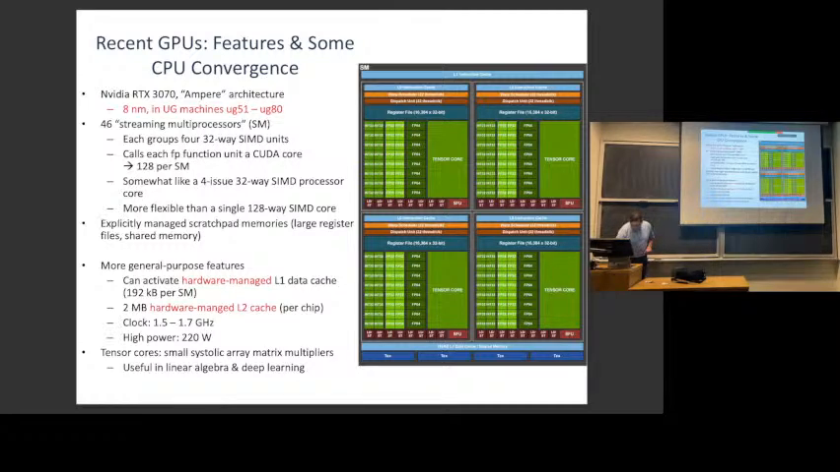This is high power. Okay, so it's 220 watts, which for a GPU is considered kind of moderate power, right? GPUs take a lot of power. And its clock ranges from about 1.5 to 1.7 gigahertz, again, depending on what it's doing.